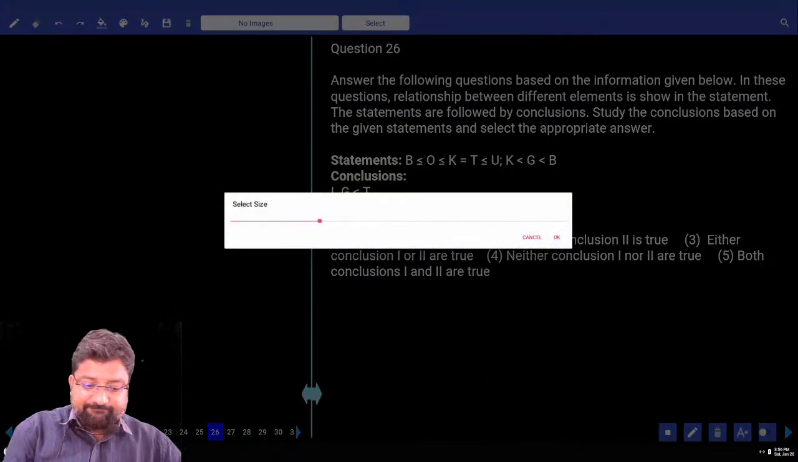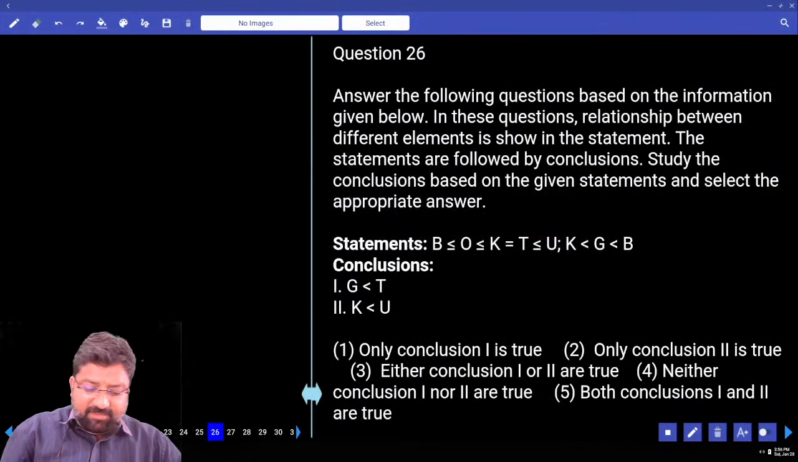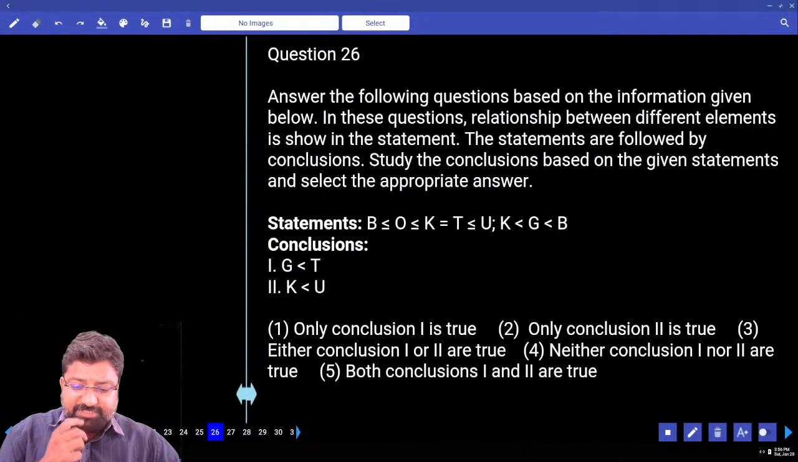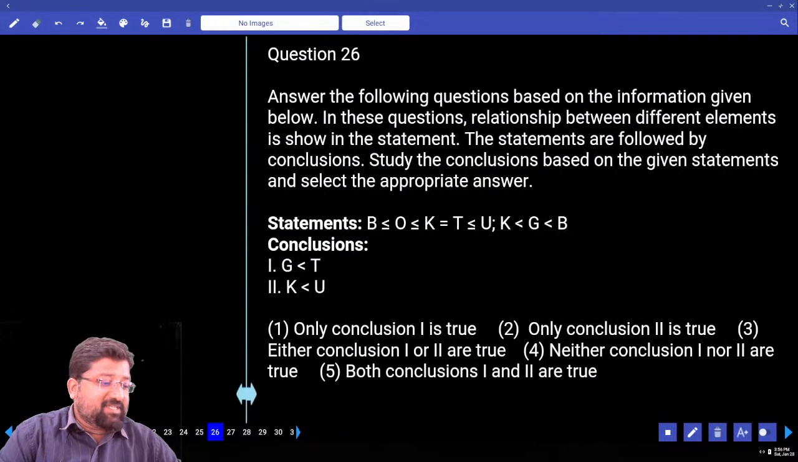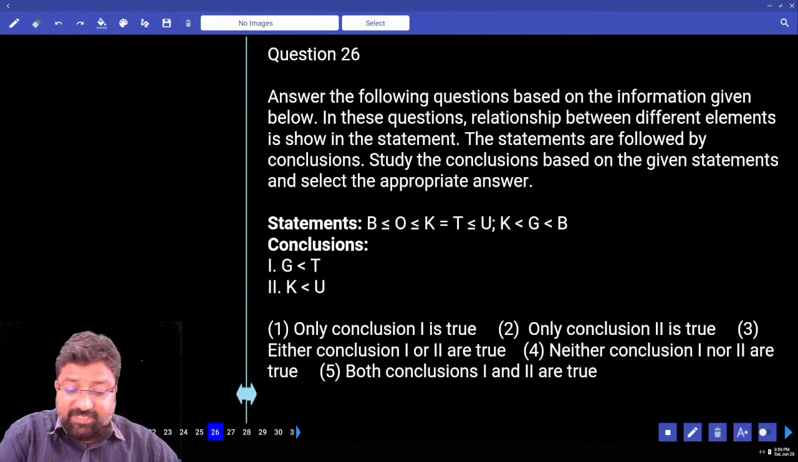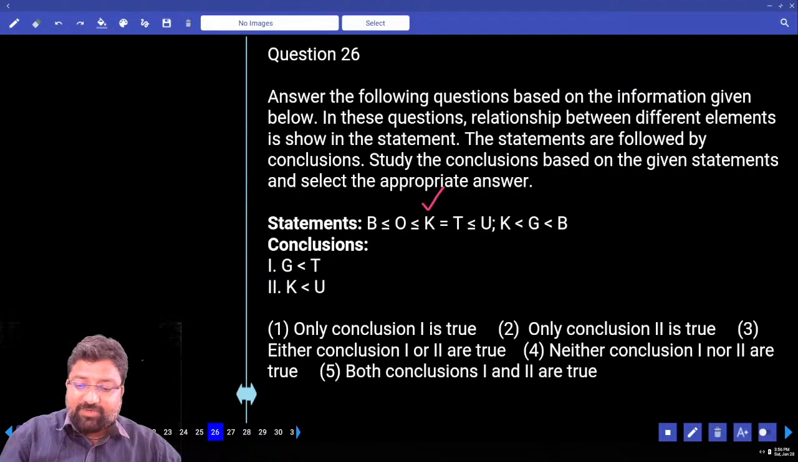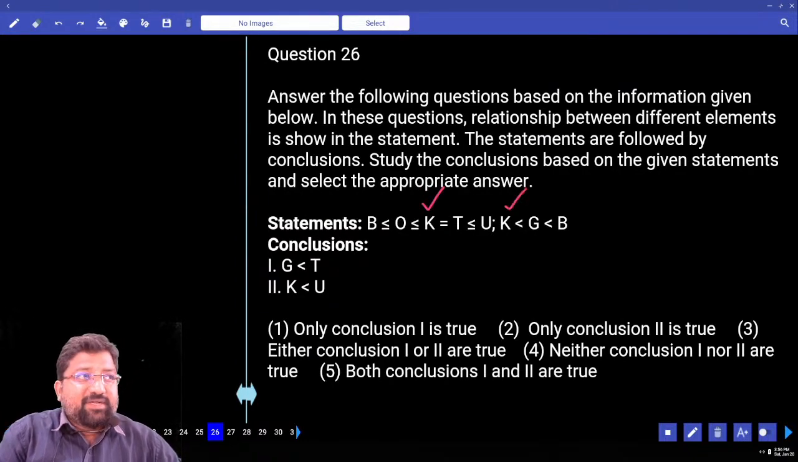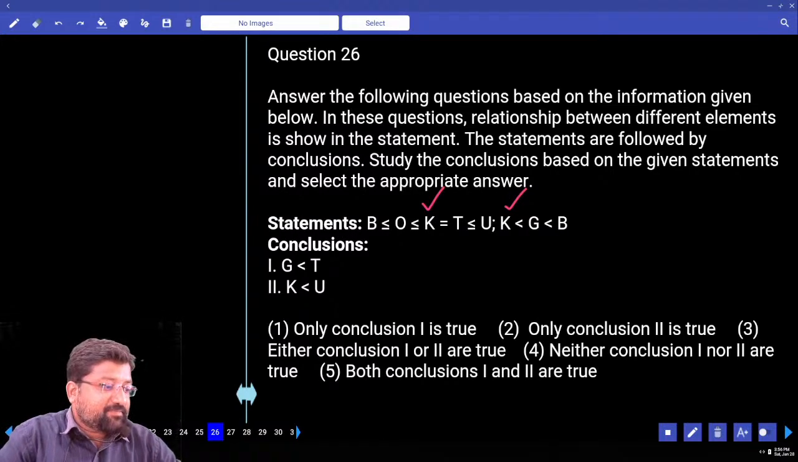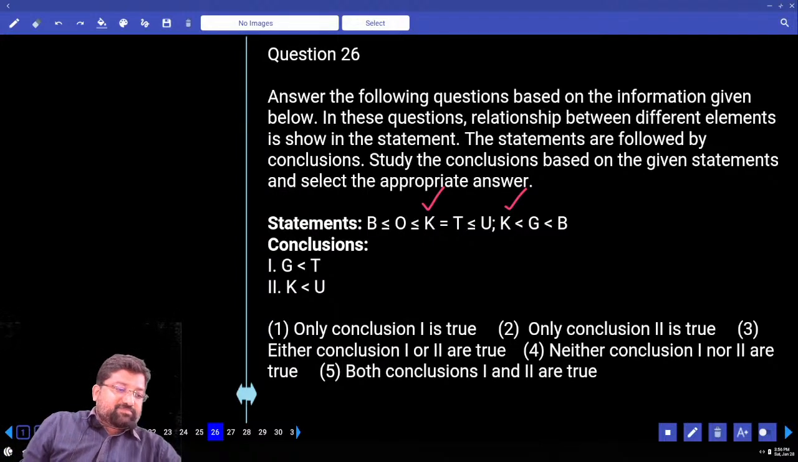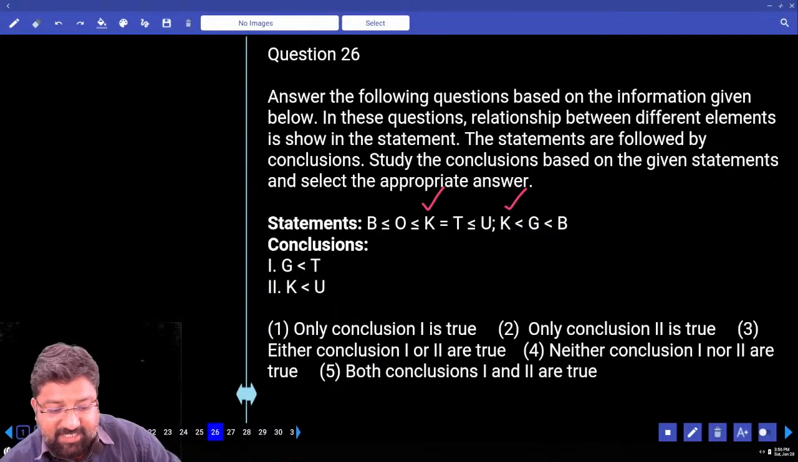We have some of the easier ones. Let me solve this. G is less than T. What is G? Less than T. What's the common letter? K. What is the common letter? K. G is less than T. So what's happening here? G is less than T.